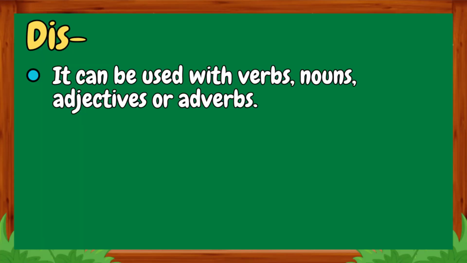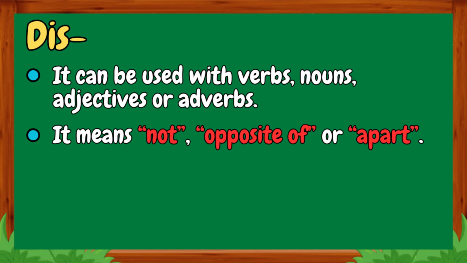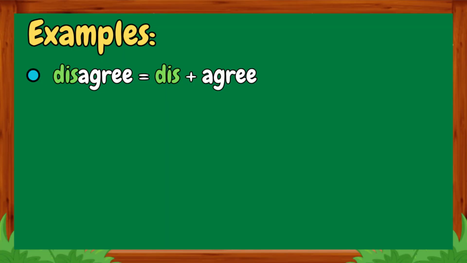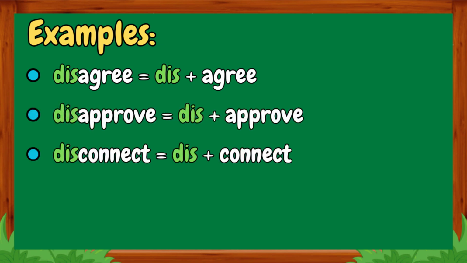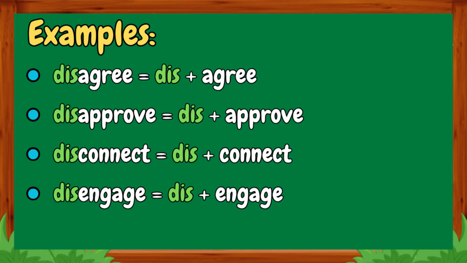Let's move on to the next one. That will be number 7. So the next prefix we can use is "dis", and it can be used with verbs, nouns, adjectives, or adverbs, and it means not, opposite of, or apart. And if we look at some examples, we can say disagree, disapprove, disconnect, disengage. So wow, now we've covered 7 prefixes that we can already use to change the meaning of the word to the opposite or the negative. We've got 3 more to go.